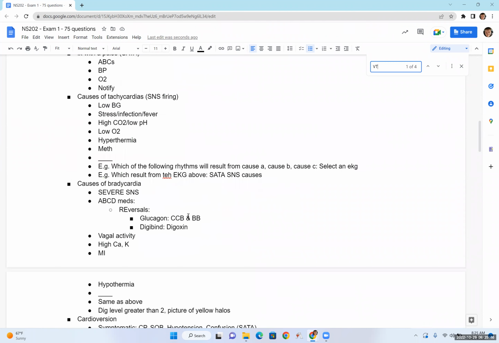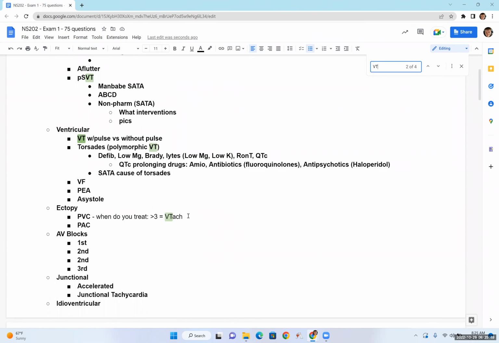Let's go back to VTAC here. All right, so VTAC with a pulse versus without a pulse. Which one gets synchronized cardioversion? With the pulse is synchronized. Unsynchronized, aka defibrillation. And we defibrillate everything below that up until what point?